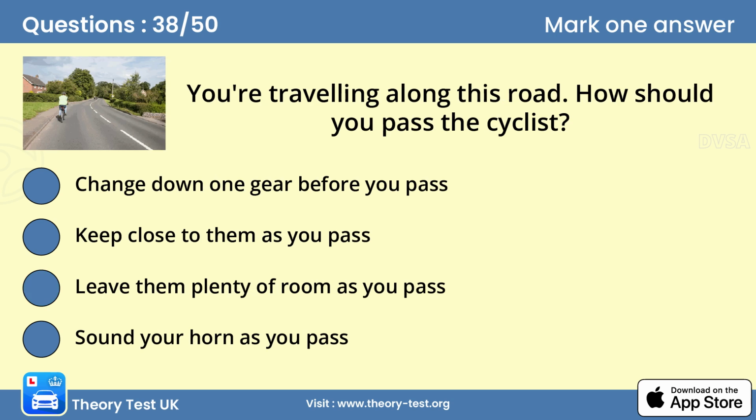Question 38. You're traveling along this road. How should you pass the cyclist? C. Leave them plenty of room as you pass. Allow the cyclist plenty of room in case they wobble or swerve around a pothole or raised drain. Look well ahead before you start to overtake, because you'll need to cross the hazard line. Look for entrances where vehicles could be waiting to pull out.